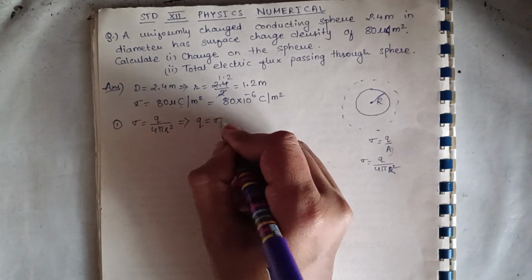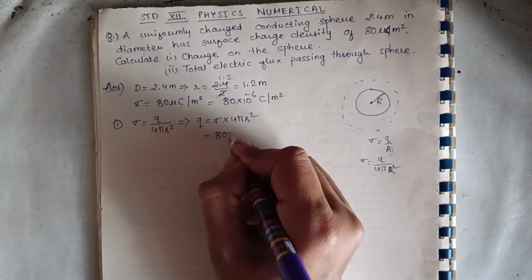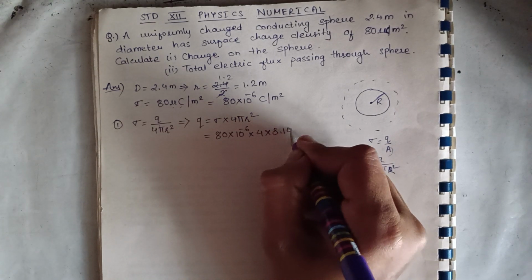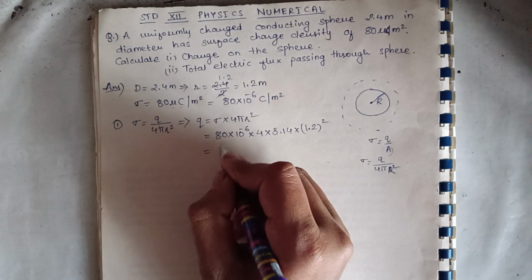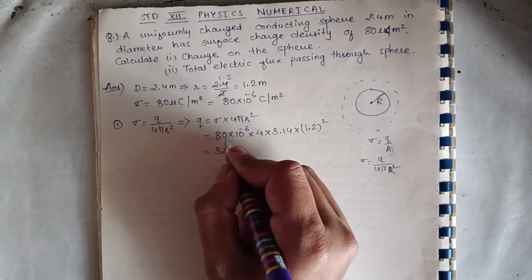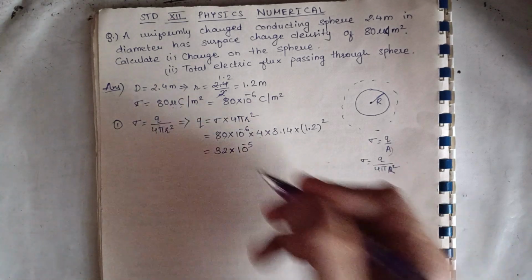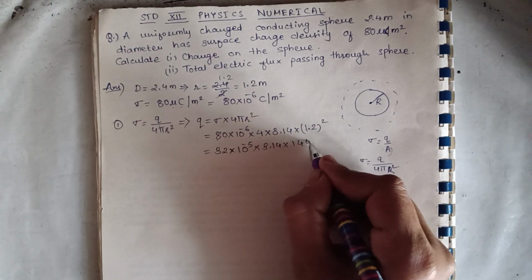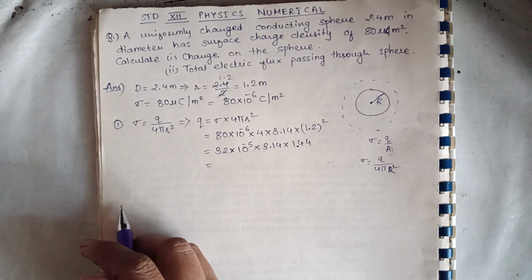So Q becomes sigma into 4 pi r square. Sigma is 80 into 10 raised to minus 6, 4 into pi, you can take 3.14, and r square is 1.2 the whole square. 8 4s are 32 and 0 is there, so it is 10. So I'll take it as minus 6 plus 1, so it becomes minus 5. 12 square is 144 and then you have to put the point. Okay, now you can multiply.